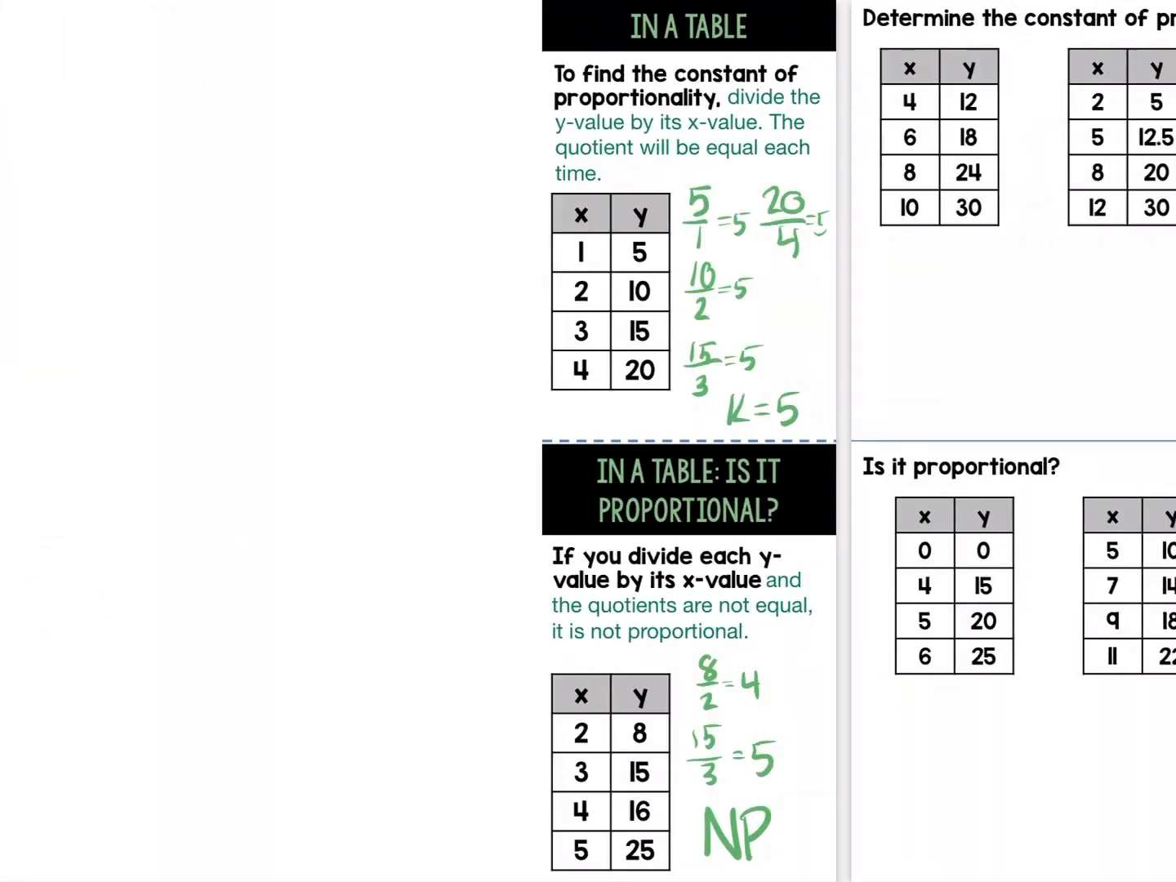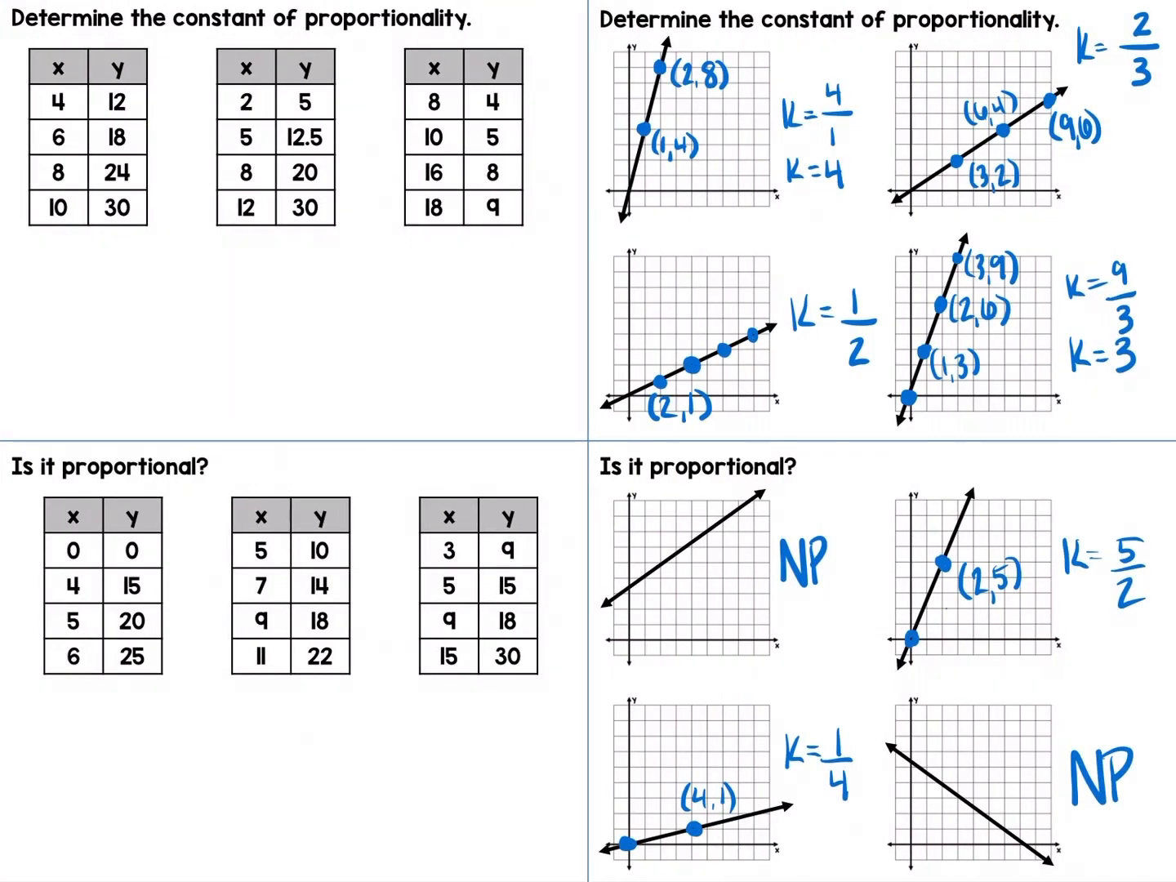Okay, so let's open up to the table. Determine the constant of proportionality. So remember, k is y over x. Okay, so I'm just going to do 12 over 4, which is 3, or 18 over 6, which is 3. If you did any of those, that would be the answer. So k is 3. Okay?